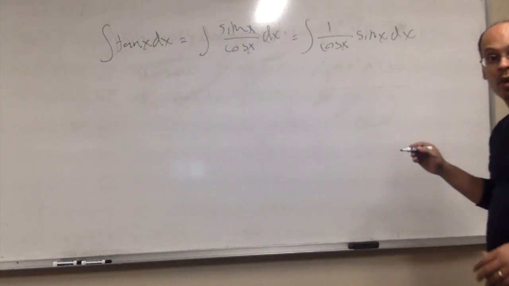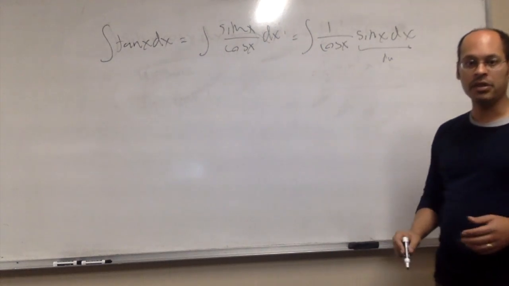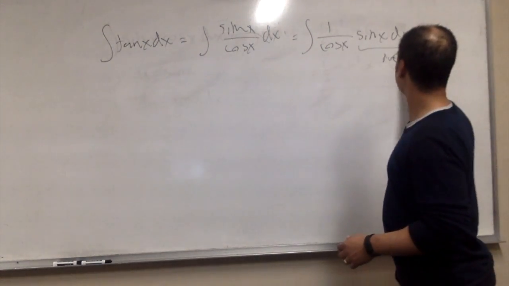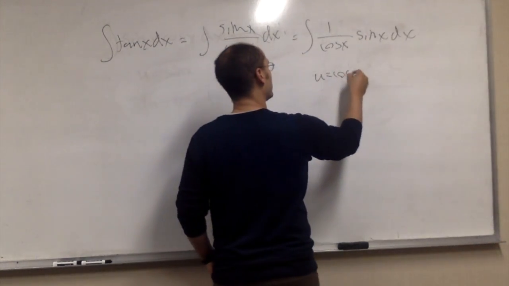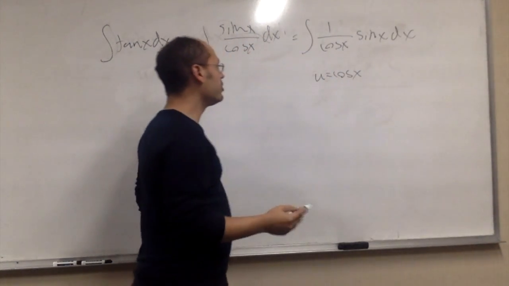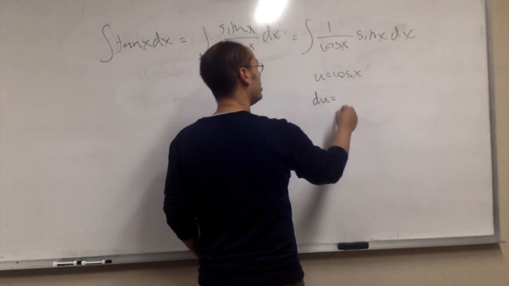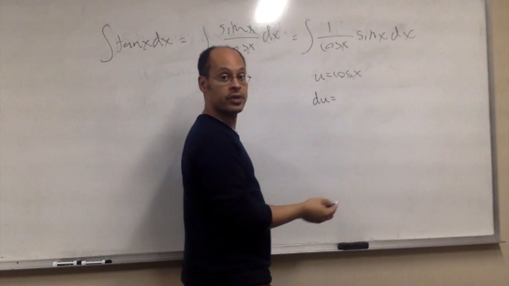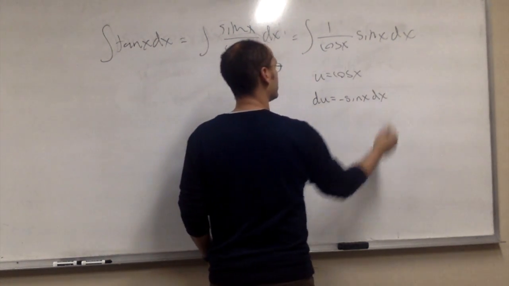Okay, so we want this thing to be our du at the end of the day. So what am I going to do? Let's start by trying u is the cosine of x. Okay, so if u is the cosine of x, then du would be, well, the derivative of the cosine is minus sine, actually, so we'd have a minus sign there: minus sine of x dx.